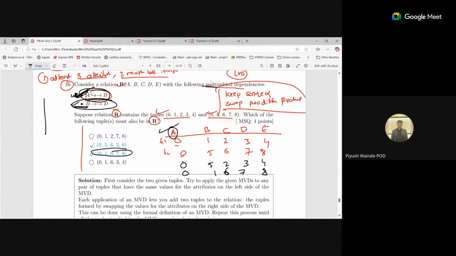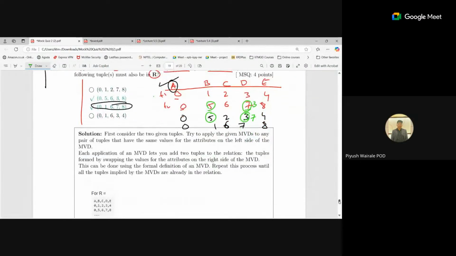Now one is already satisfied because of these two rows. What about this B determines D? We can take the second and the third row for that, because in the third, B is 5. So we want the same alpha value. What is D here? 7 and 3, right? Now we can swap this one. Instead of 7 it will be 3, and instead of 3 it will be 7. Now we got two new rows.